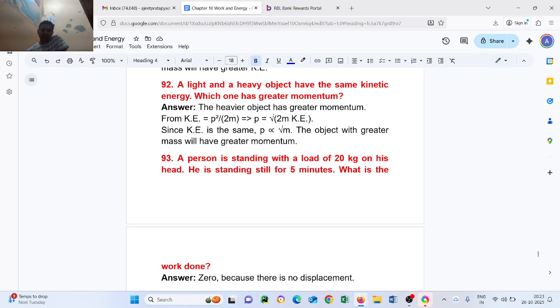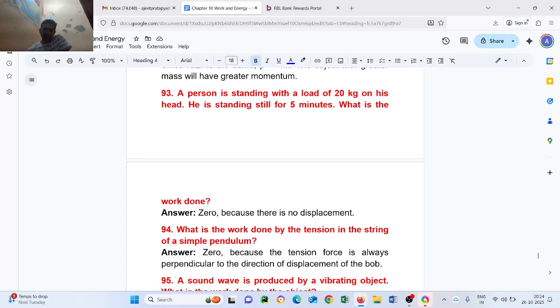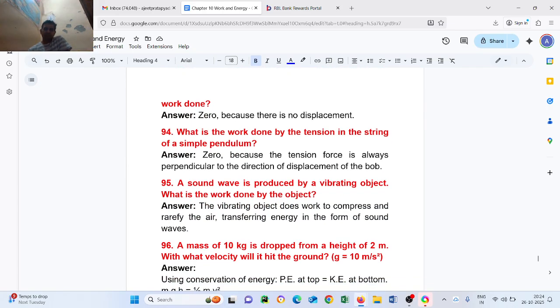Question number 93. A person is standing with a load of 20 kg on his head. He is standing still for 5 minutes. What is the work done? Work done is zero because there is no displacement. Question number 94. What is the work done by the tension in the string of a simple pendulum? Zero, because the tension force is always perpendicular to the direction of displacement of the ball.